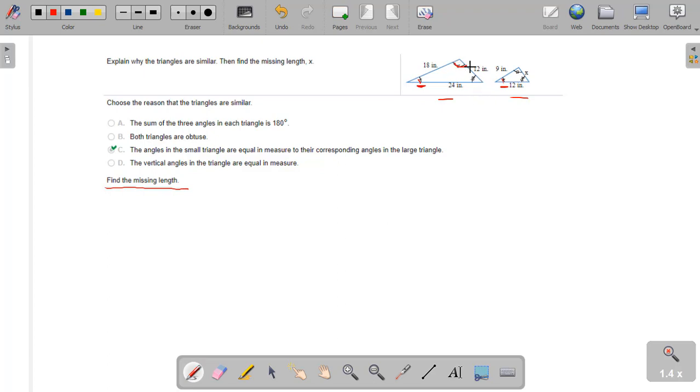And this angle and this angle have an equal measure, and this angle and this angle have an equal measure. So in this case, that means these two triangles have the same shape but different size. Okay, so when you have pairs of triangles like this, we call them similar triangles.